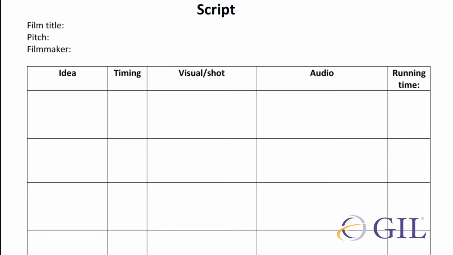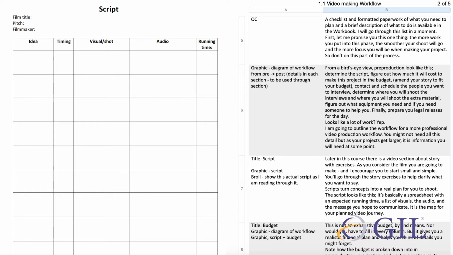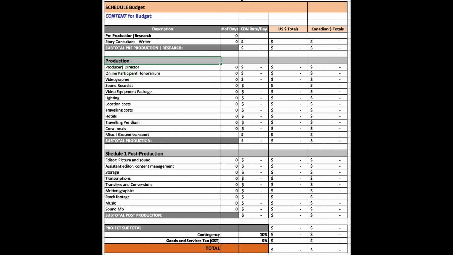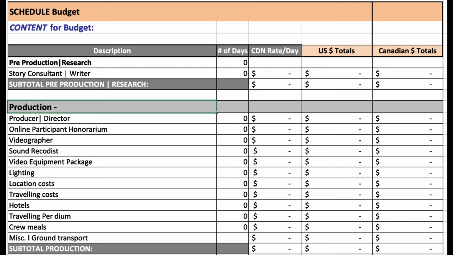The script looks like this. It's basically a spreadsheet with a list of visuals and audio to help you focus the message you want to communicate. This is not an exhaustive budget by any means, nor will you have to fill out every column. But it gives you a realistic plan and helps you think of details you might otherwise forget.